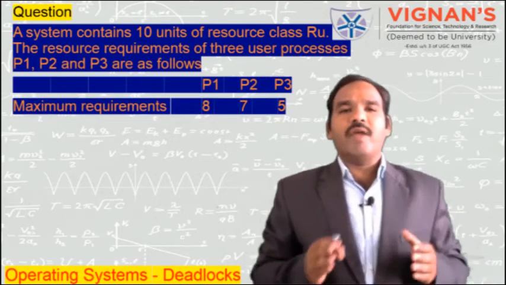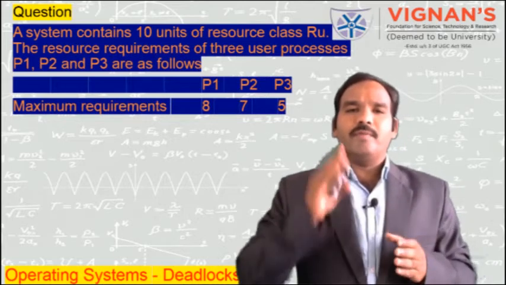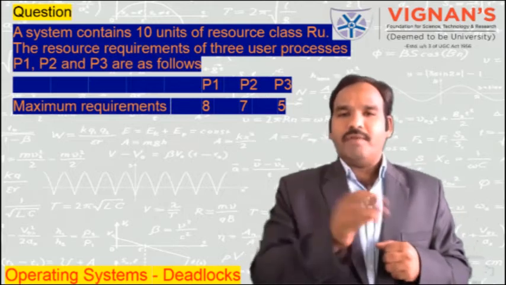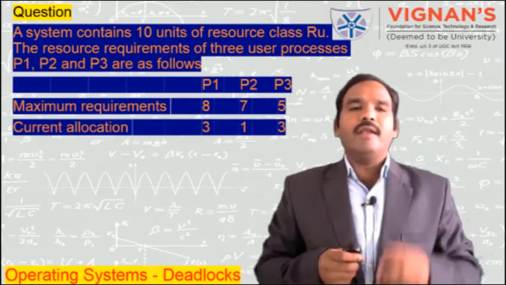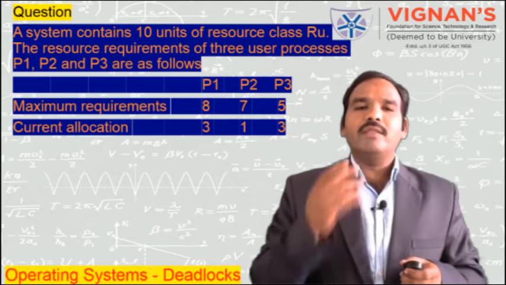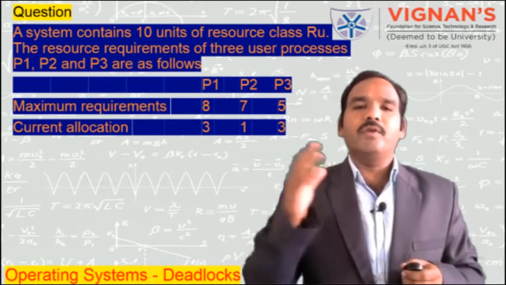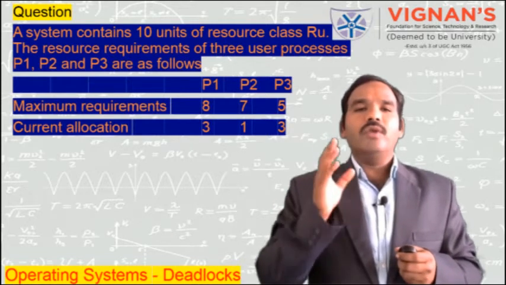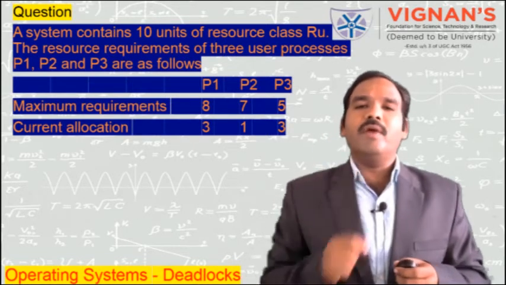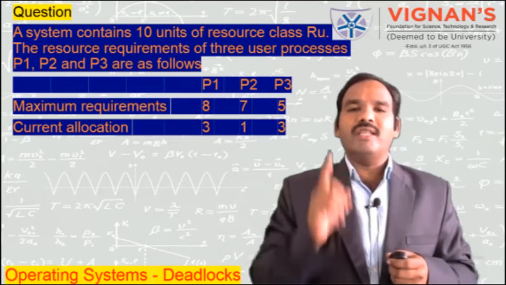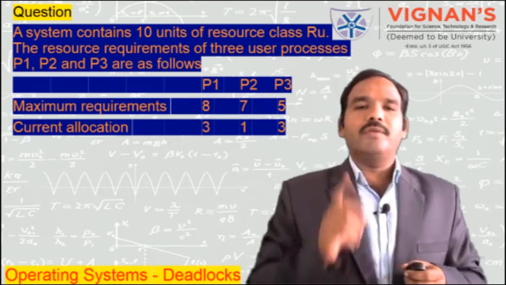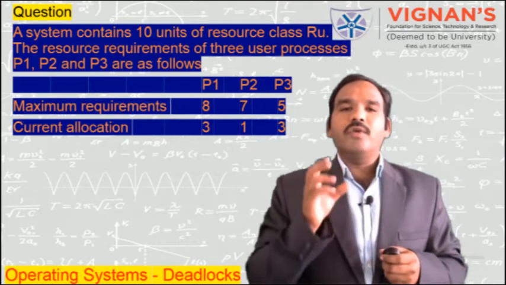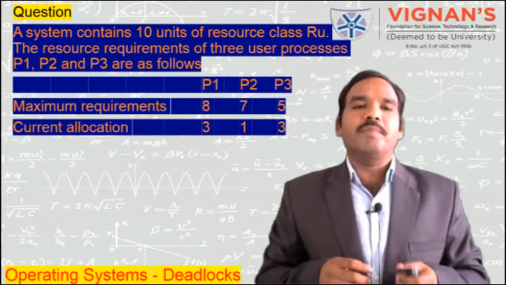The maximum requirements of resource RU are 8 for P1, 7 for P2, and 5 for P3. And current allocation, so what are the resources allocated for P1, P2, P3? The current allocation is 3 RUs allocated for P1, one instance of RU resource allocated for P2, and 3 instances of RU resource allocated to process P3.